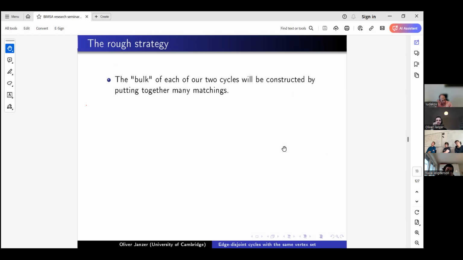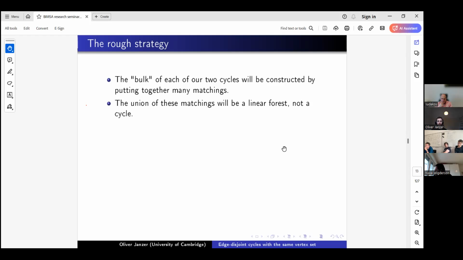So how do we construct the cycles? Let me talk about that. Most of the vertices in the cycle and most of the edges in the cycle will come from matchings glued together. I'll draw a picture on the next slide, but we'll take a number of matchings and glue them together. And what you end up with is a linear forest with a relatively small number of components. So it will be a collection of long vertex-disjoint paths. And that's not a cycle, of course.